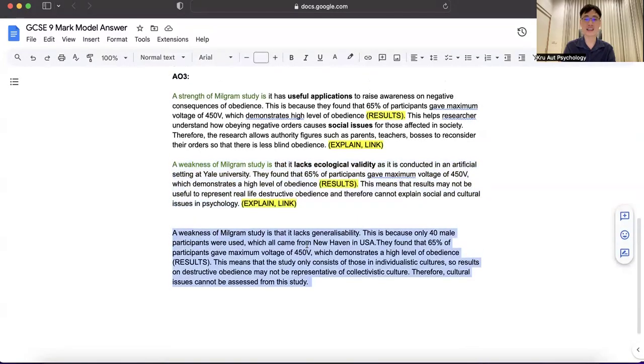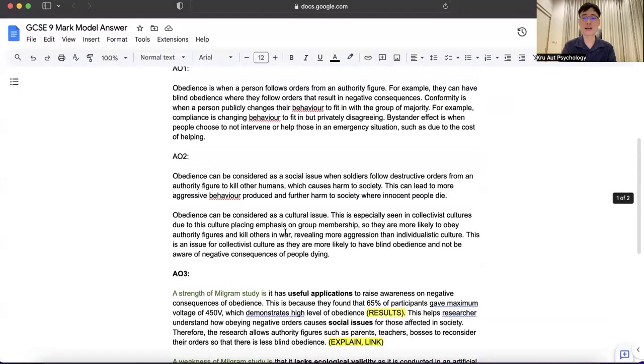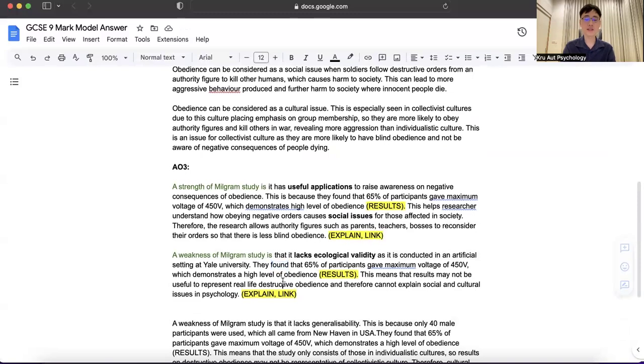So we had an idea on how to write if it's for social issue, how to write for both, which is the easiest, and how to write if it's cultural issue. But the main bit is strength and weakness and of research, and covering both social and cultural together with the other examples like conformity and bystander effect.